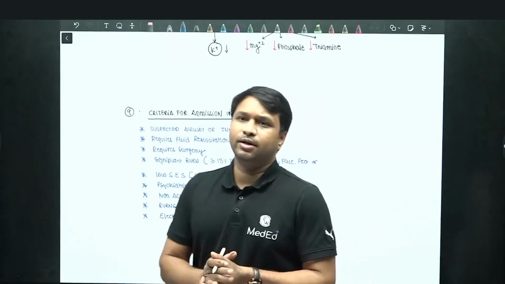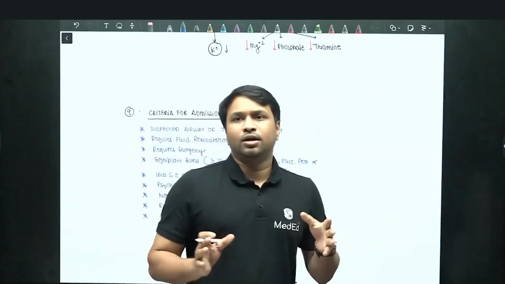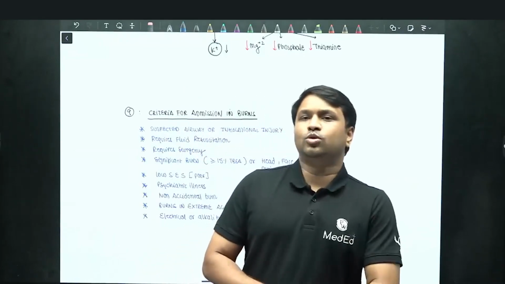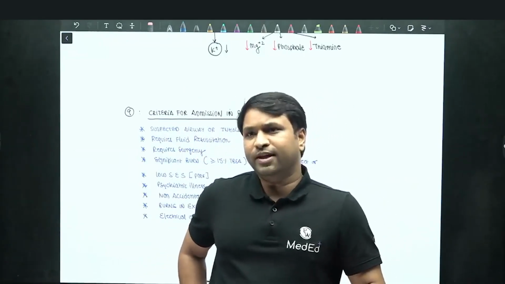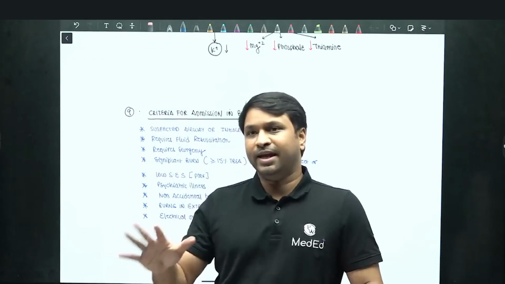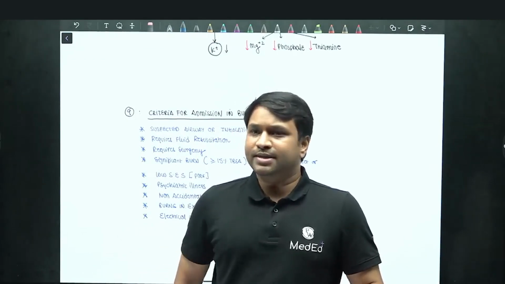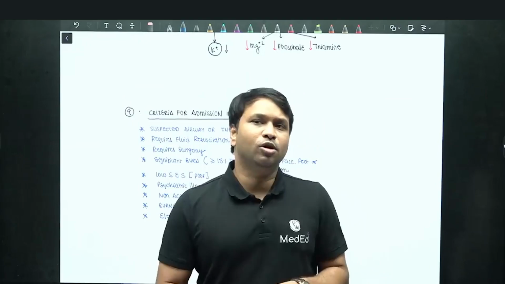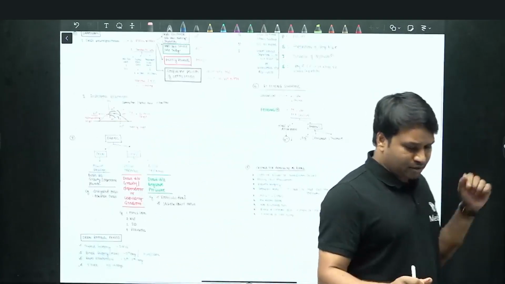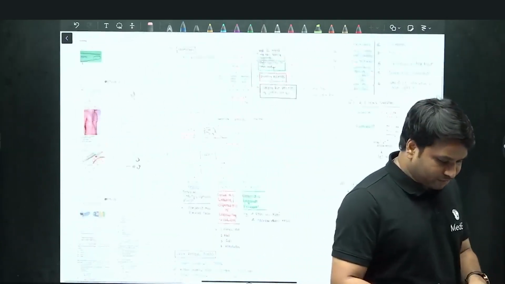So this is a new update in the criteria for admission in burns. What is the update? There are two things. Number one, if there is a significant burn, that means area-wise there is one more. Another one is extremes of ages. These are two additional components put in the criteria for admission for burns.